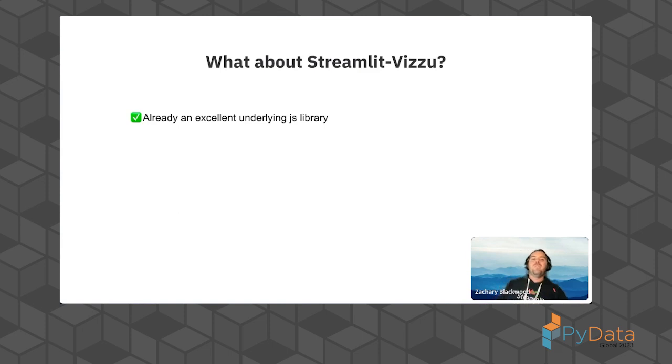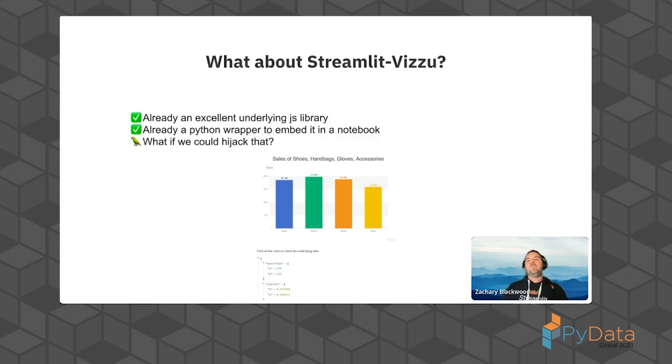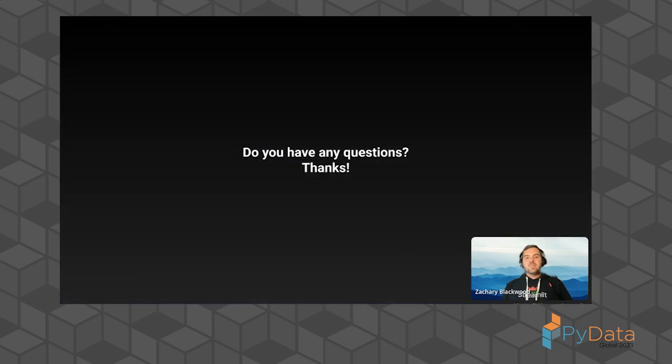With Streamlit Vizzu, there's already an excellent JavaScript library underneath, and there's already a Python wrapper to embed it in a notebook. And so I saw this and thought, what if we could hijack that and reuse that? In fact, I've already done this with a library called Folium, so I knew it was possible. It's a great library for making maps and geospatial visualizations. So I'd already done this with Folium, and I thought, what if we could do it with Vizzu? And that's what Streamlit Vizzu is. It's a way to have a Streamlit app with a Vizzu animation embedded, and you can interact with it, you can change it, and you can get data out of that.